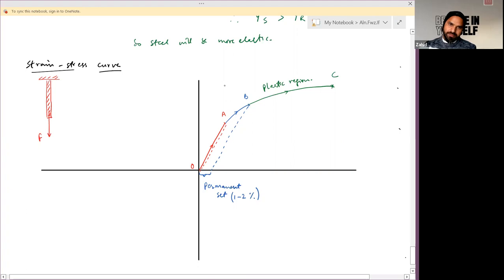The body has elastic behavior from O to B. So this point B is called the yield point. The last point up to which the object has elastic behavior is called the yield point. Now, if you stretch it from B to C, C is the point up to which the body has the ability to withstand the maximum amount of stress. So it is called the ultimate stress.